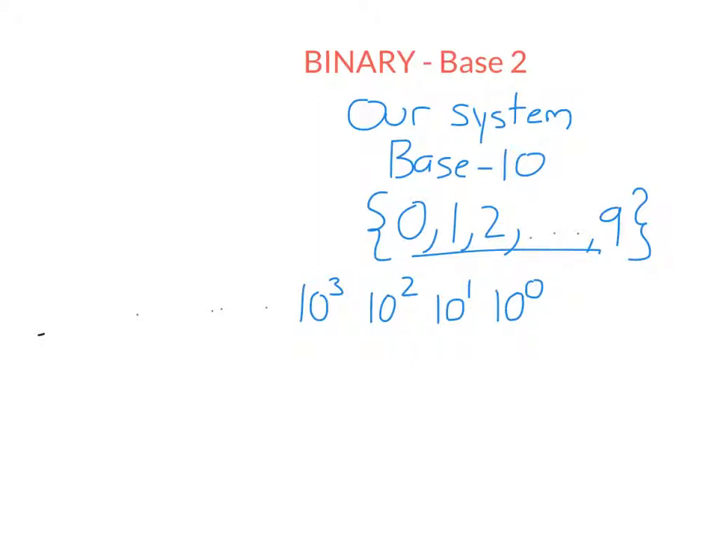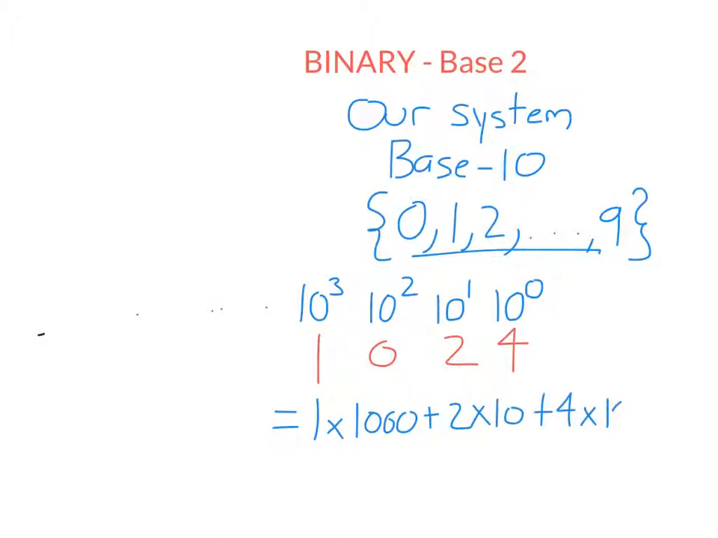If I write a number like 1024, for example, it's 1,000 plus 2 tens plus 4 ones. We can write it like this. That's how we write it in expanded form, that you would have done in year 7. So we can represent any number just using these 10 symbols. For bigger numbers, we use different columns.